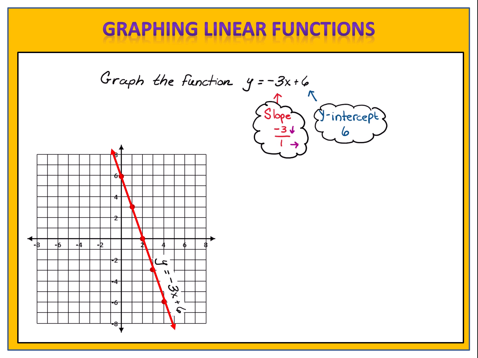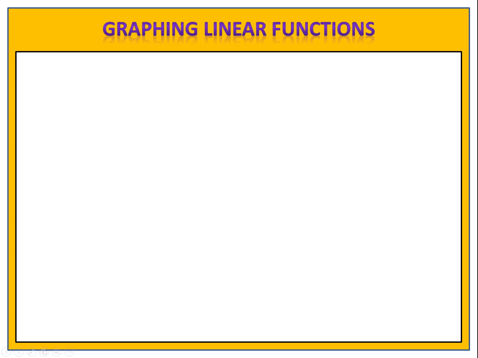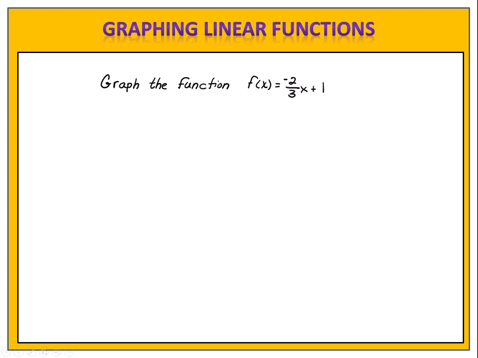Notice that the slope is a negative number, -3. When the slope is a negative number, we will have a linear function that is decreasing. Decreasing linear functions have negative slope. Here's an example for you to try. Can you construct the graph of the function f of x equals -2/3 x plus 1? Please pause the video here and come back when you're ready to compare your answer.